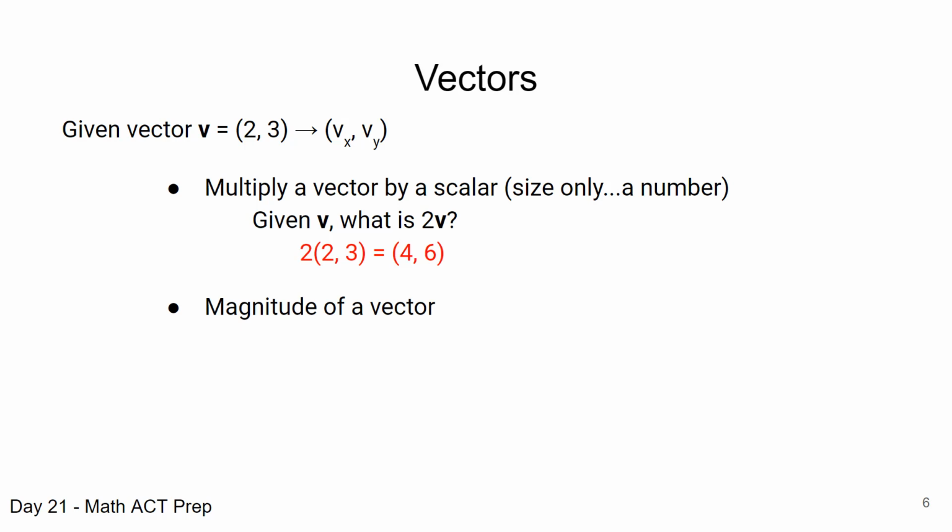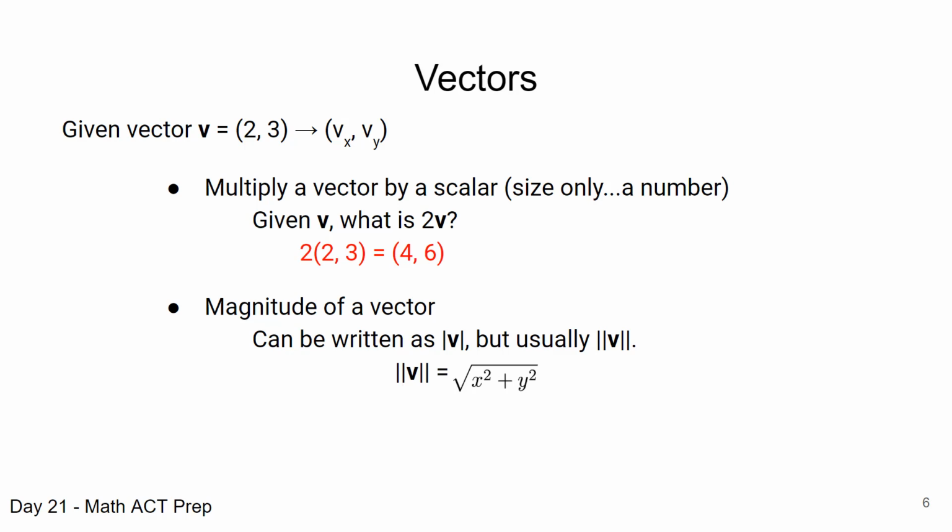You may also be asked about the magnitude of a vector. This could be written similar to how we write absolute value, or you could have double bars on the vector. To find the magnitude, we're just going to take the square root of the square of the x component plus the square of the y component. So if we're given v above and we need to find the magnitude, we're just going to take the x component of 2, square that, the y component of 3, square that, add those together, and we get the square root of 13. That's the magnitude of the vector <2, 3>. And that's what we talk about with vectors. That's about what we see on the ACT related to vectors.